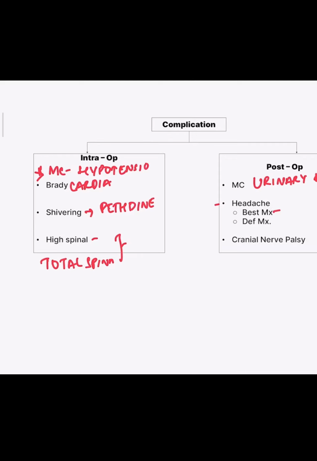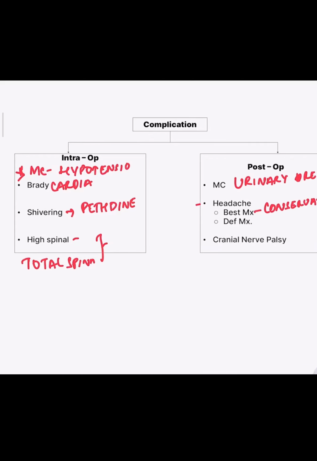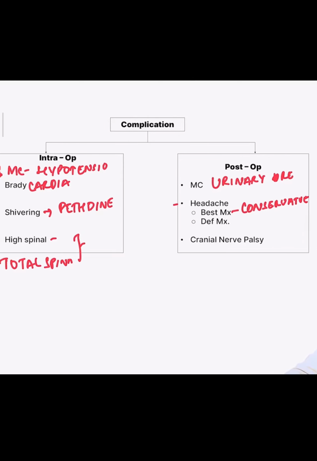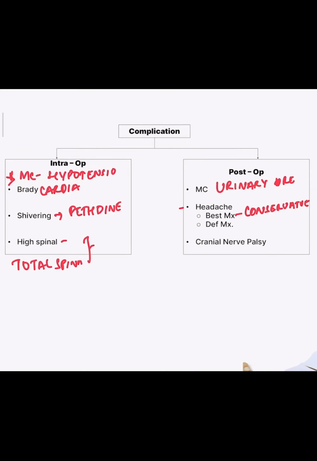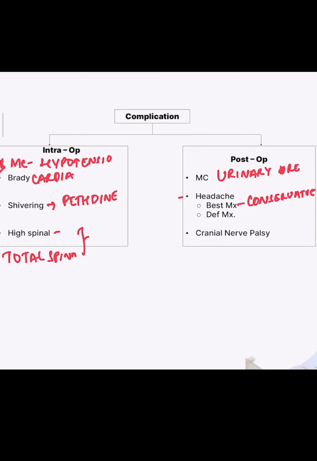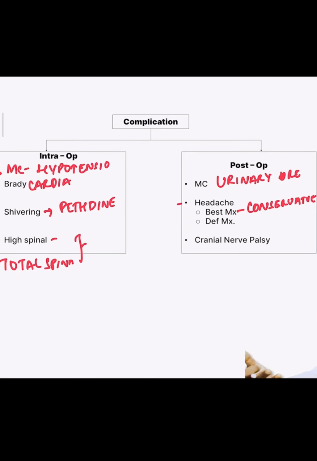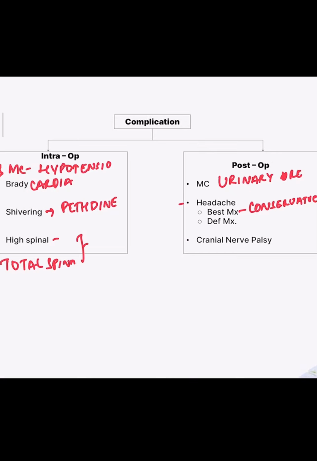Best management of headache is conservative management. What is conservative management meaning? You give coffee to the patient, you give NSAIDs to the patient, you give head low position to the patient, you give some fluid to the patient. Why? Because headache is seen due to the puncture of the dura. There is loss of CSF. You give the things that help in building up the CSF. Okay, but that's the best management.